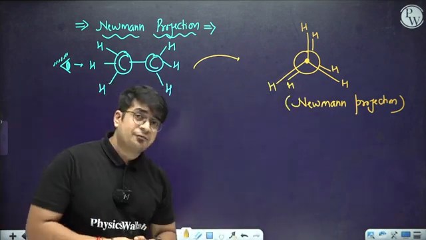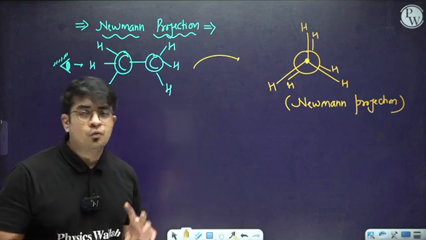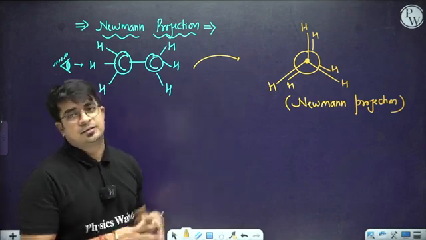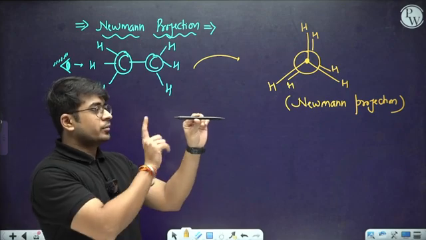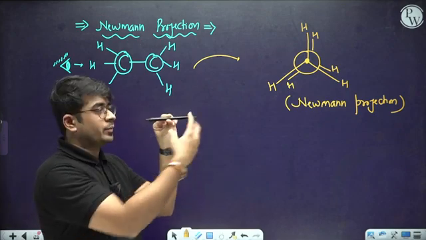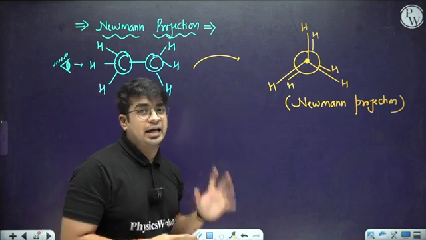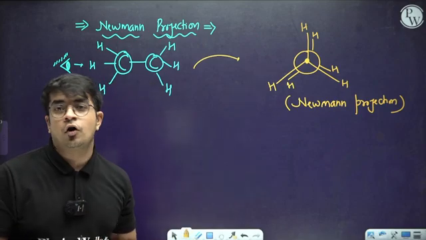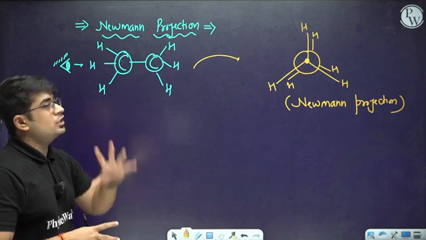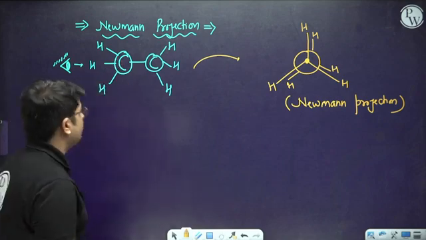Let's say I am fixing 1 carbon, the carbon which I am seeing, and I am rotating the bond. So I can see different types of conformers which are going to form. That is the first part, which is the Newman projection. Can we practice some more questions?